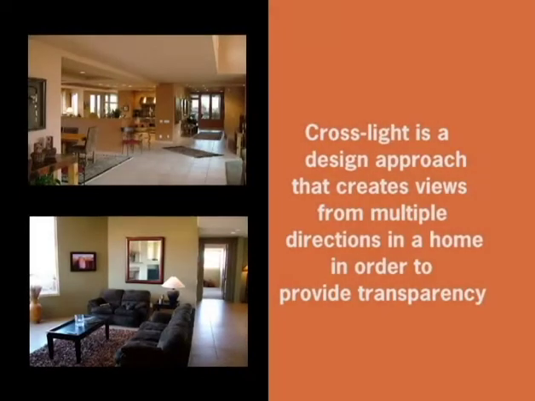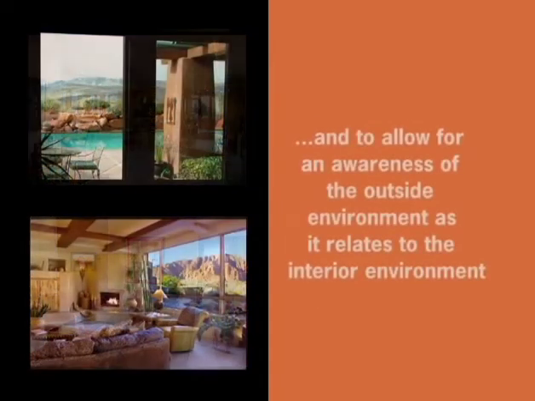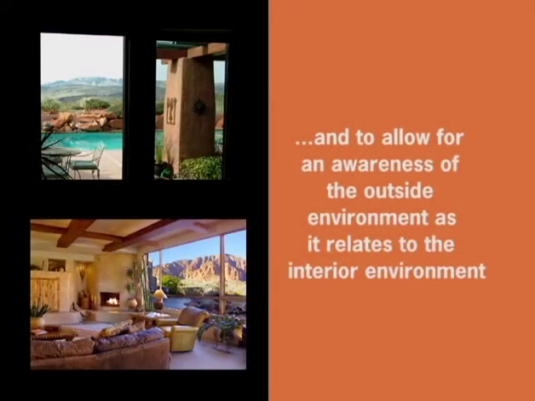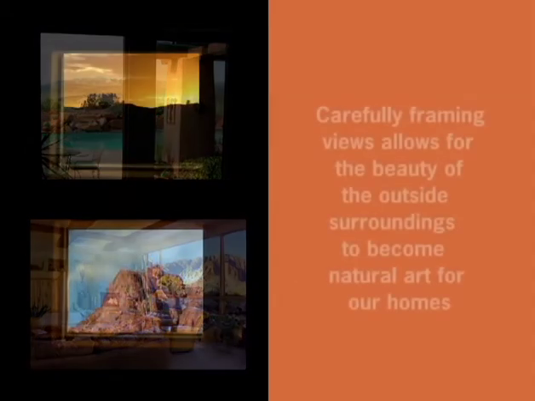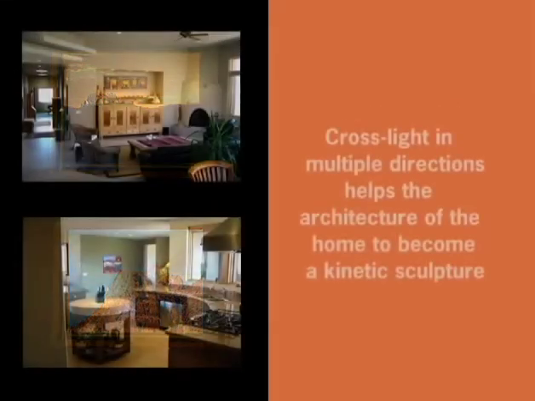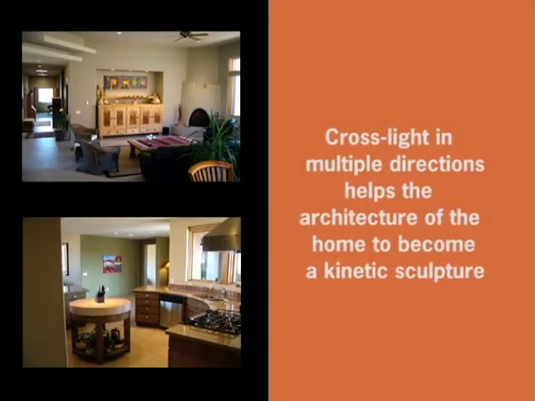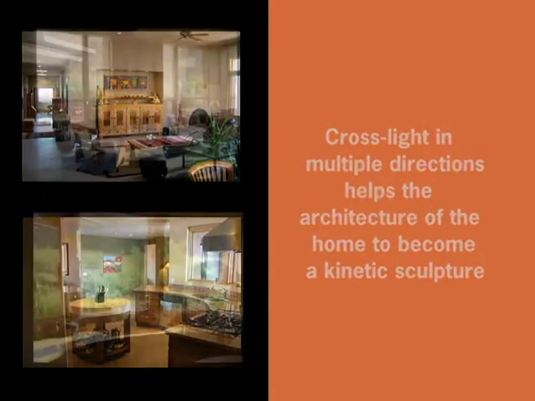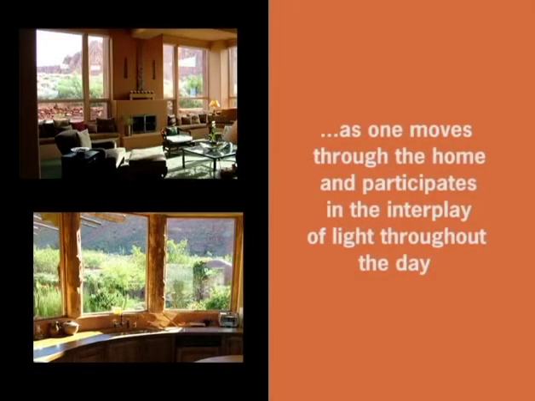In this section, we learned that cross-light is a design approach used at Kayenta that seeks to create light and views from multiple directions wherever possible in a home in order to provide transparency and to allow for an awareness of the outside environment as it relates to the interior environment. In addition, we heard that by carefully framing views, we can turn the features of the exterior landscape into natural art for our homes. We also discussed how cross-light in multiple directions helps the architecture of the home to become like a kinetic sculpture as you move through your home and participate in the various angles and aspects of light brought in from outside at various times throughout the day.